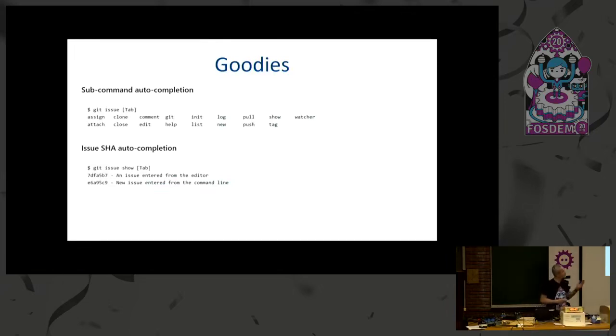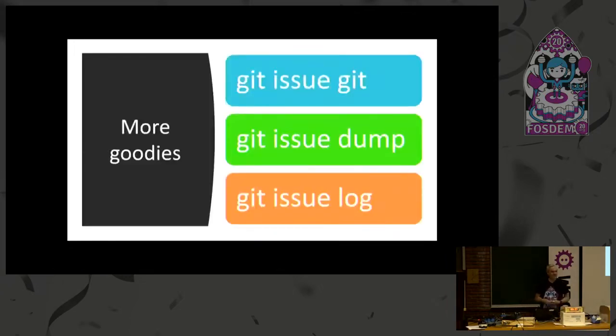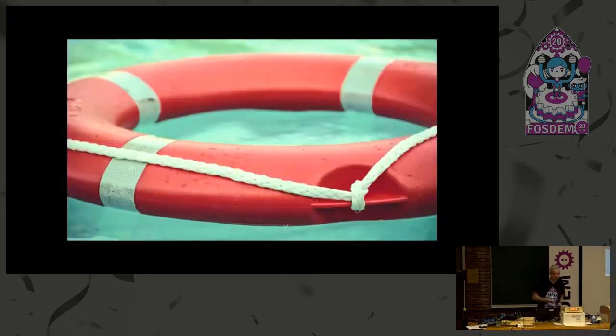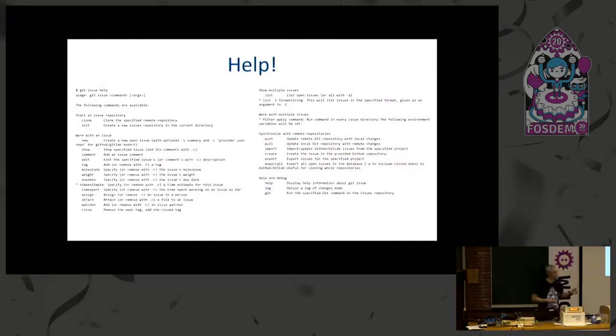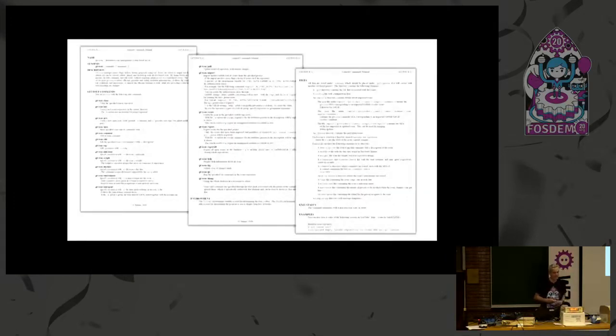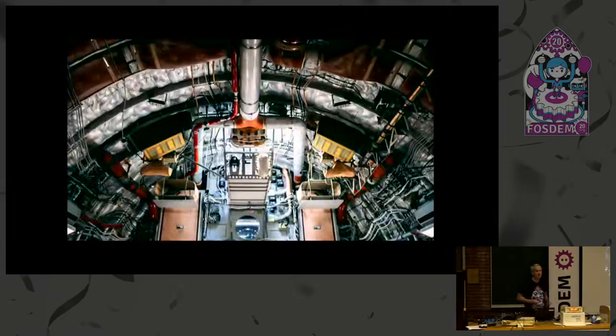You also get some goodies, so subcommand autocompletion or SHA autocompletion. More goodies, you can use the Git commands that you love and know. So, for example, rebase, in order to directly change things. Every change you make is recorded as a Git commit. You can dump an issue in JSON format to process it in another way, and there is a log of the issues that are there. For help, there is, of course, a list of all the commands available, automatically generated from the source code so that it's always complete. And something I consider important, we should all try in our projects, a proper Unix manual page. How does it work internally?